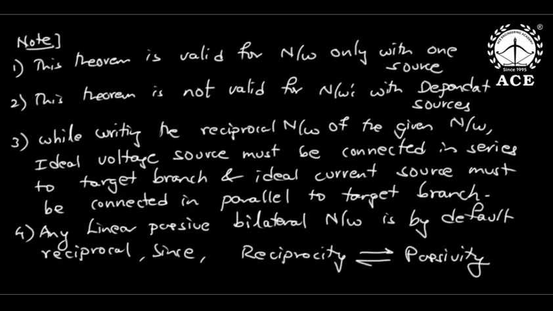Why? Because an ideal voltage source has internal resistance 0. You connect it in series, it will not alter the passive property. Similarly, an ideal current source has internal resistance infinity. You connect it in parallel to any passive branch, it will not affect the property. That is the reason. The opposite you should not do. Don't put a voltage source in parallel across a passive element, as that will be shorted. And don't put a current source in series to any passive element, as that will be open. However, any linear passive bilateral network is always reciprocal since reciprocity means passivity.